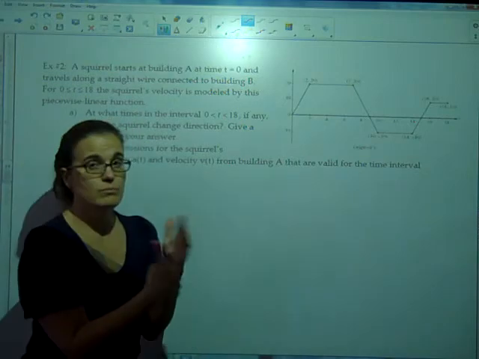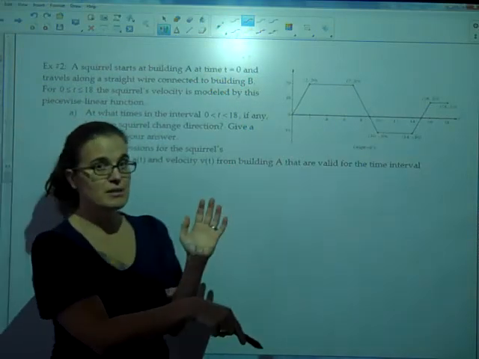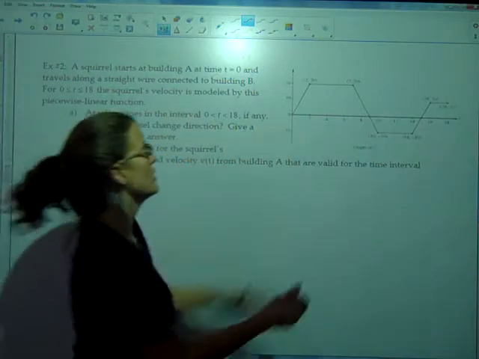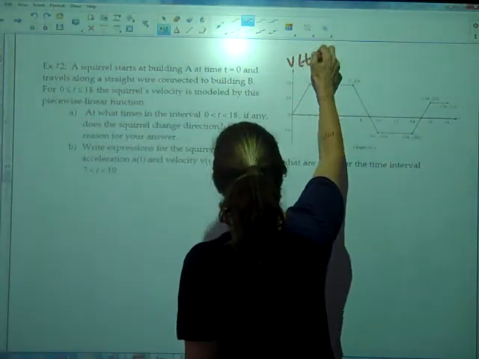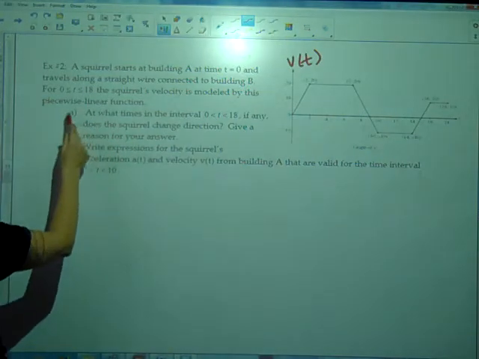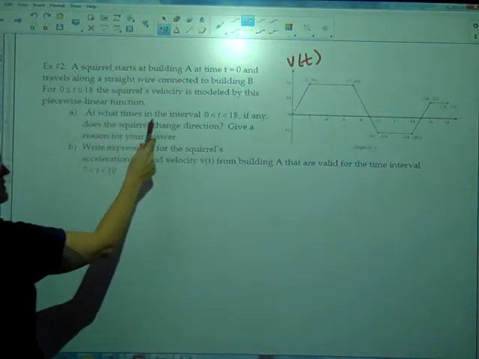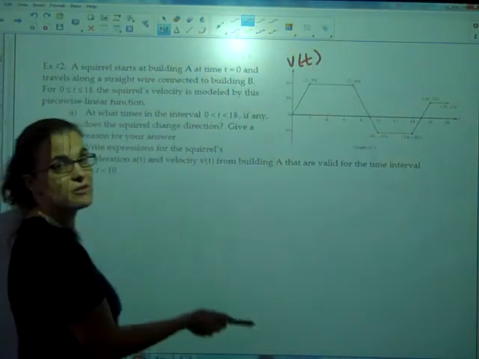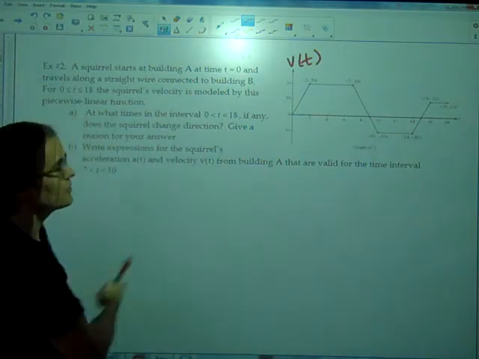So we have a squirrel, right? Building A, he's leaving at time t equals 0 and he's getting to building B. And this is the velocity equation of this squirrel. So again, we're staring at the velocity information, right? Okay, so letter A. At what times in the interval from 0 to 18, if any, does the squirrel change direction? Okay, give a reason for your answer.